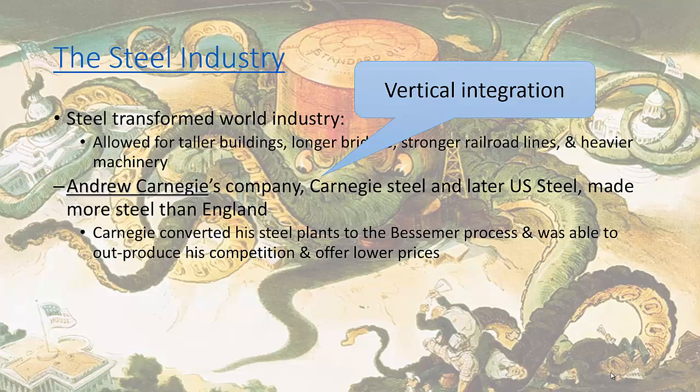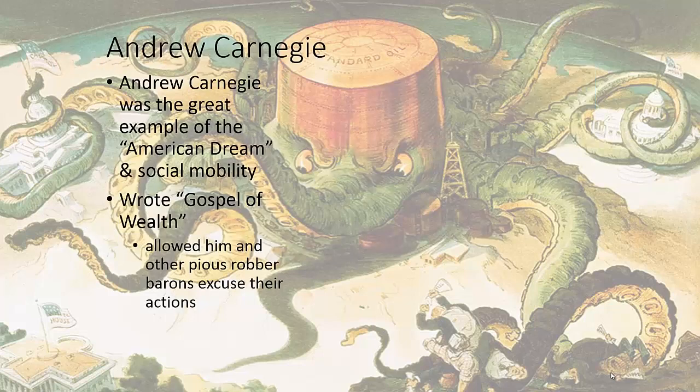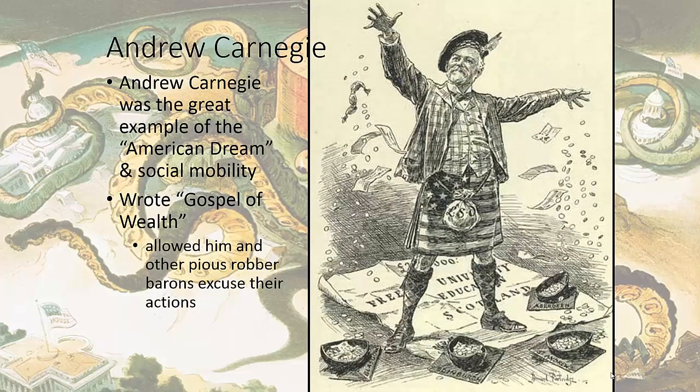And although you don't know what this means, you will soon enough, I want you to write down vertical integration. Vertical integration. Carnegie is a Scotsman. He's an immigrant to the United States and becomes an example, perhaps even the icon, of the American dream and the social mobility possible in the United States.